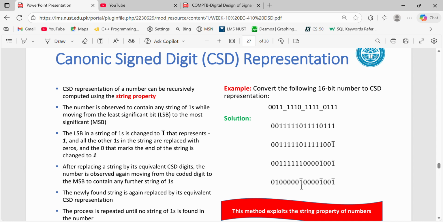What's the difference between both of them? These two numbers represent the exact same value in decimal form. But what is good in this canonic signed digit representation is that we have very few non-zero digits. We have a lot of zeros here, and we have a lot of non-zero digits there. So the thing that is good about this representation is that we have very few non-zero digits.